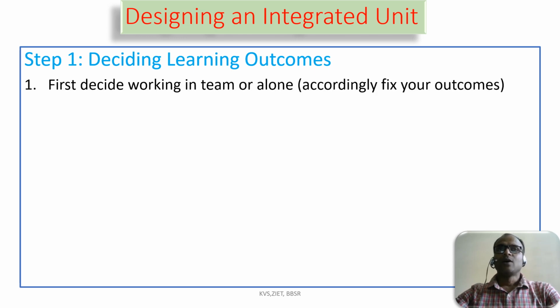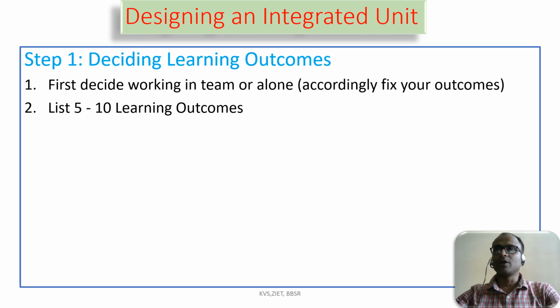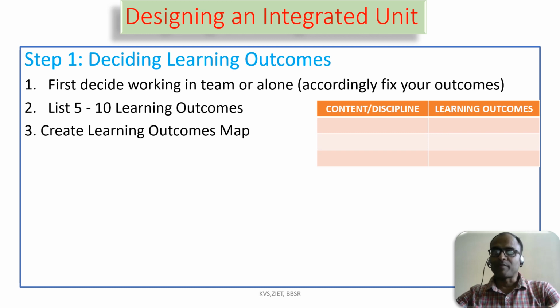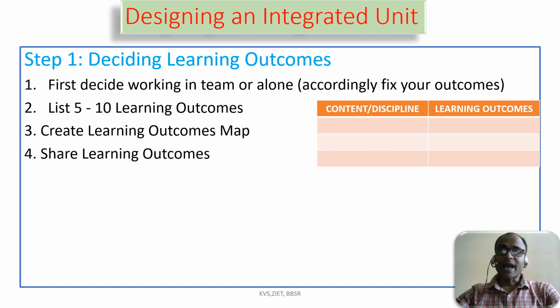First, decide whether working in team or alone. Accordingly, fix your outcomes. Then list 5 to 10 learning outcomes for your unit. Then create a learning outcome map. Draw a 2-column grid on a paper. Enter each subtopic or discipline title in the left column and the corresponding learning outcomes in the right column, and accordingly complete that table.